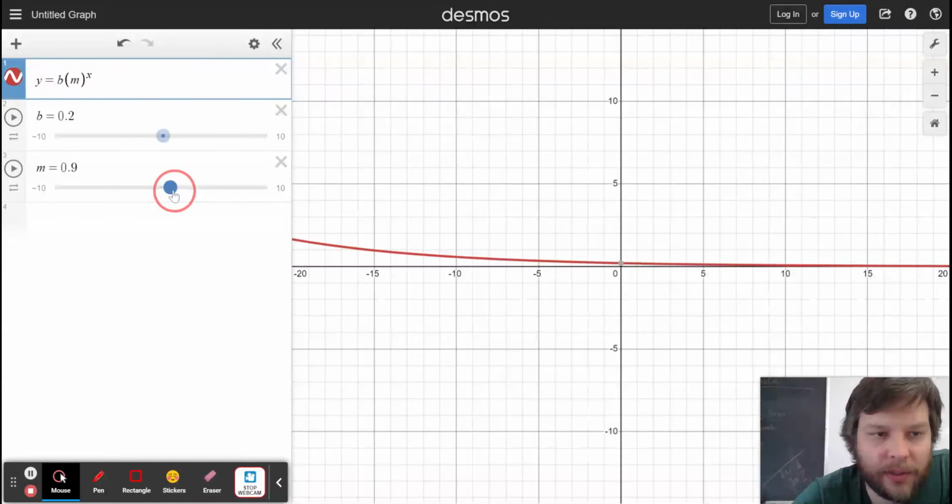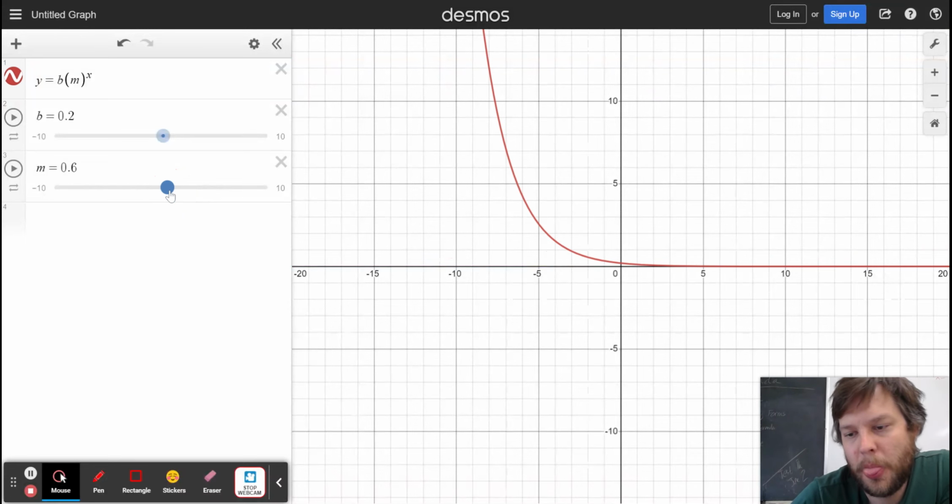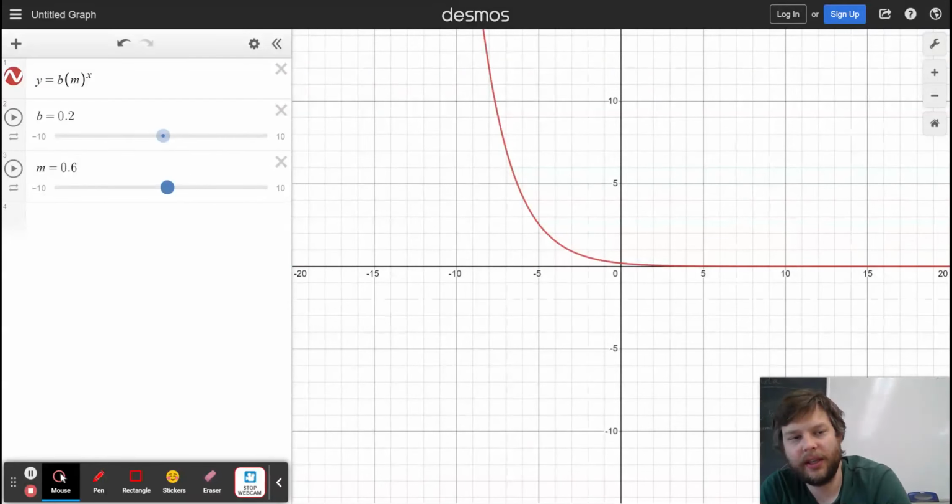And if I make the m into a fraction, then my curve becomes exponential decay. One last thing is that we only think about positive values for m and b in our unit. We didn't study anything with negative values because the situation just gets a lot weirder.